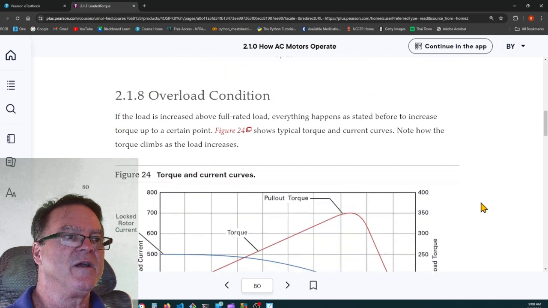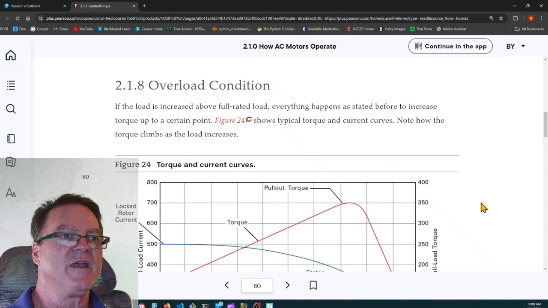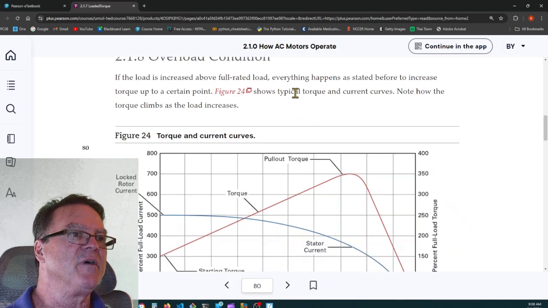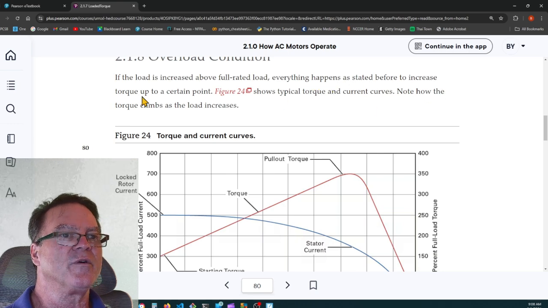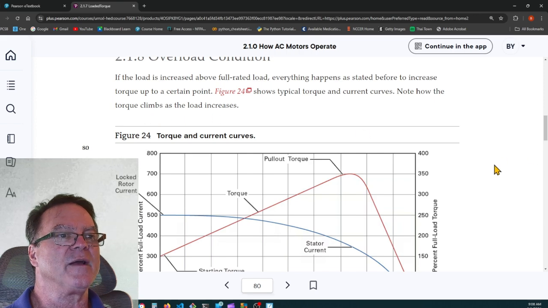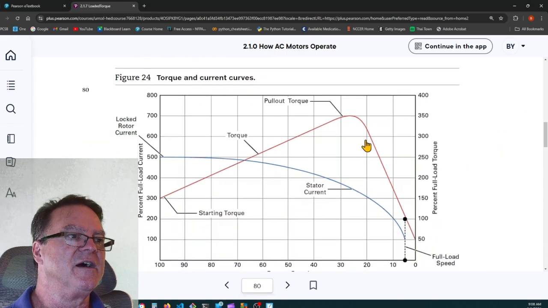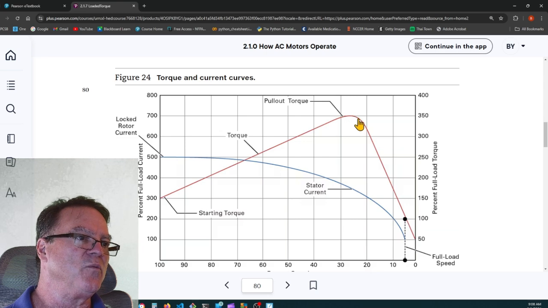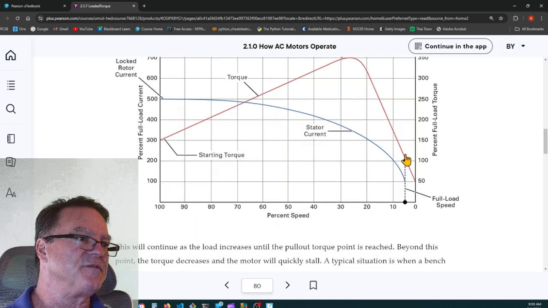All right. Overload condition. If the load is increased above full rated load, everything happens as stated before to increase torque up to a certain point. Figure 24 shows typical torque and current curves. Note how the torque climbs as the load increases. Then you get to a point where it will not create any more torque and it starts to fall off drastically. This is the full load speed.